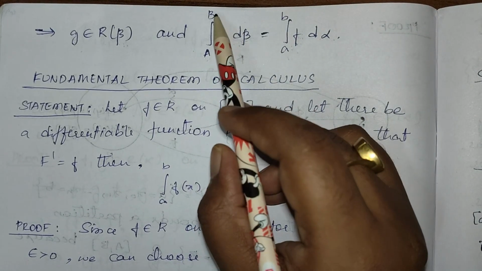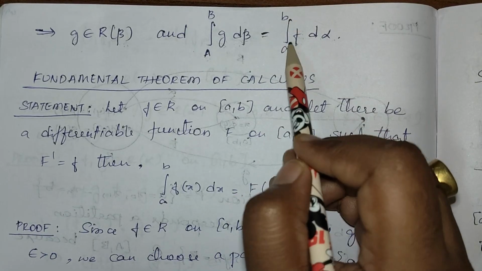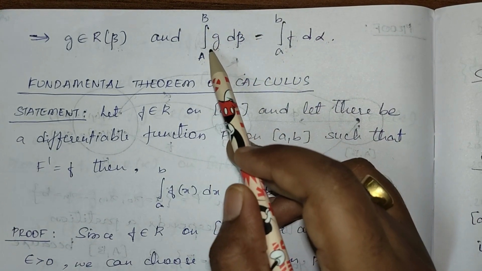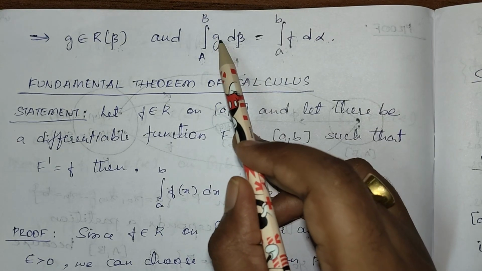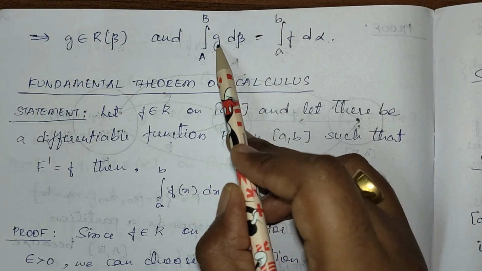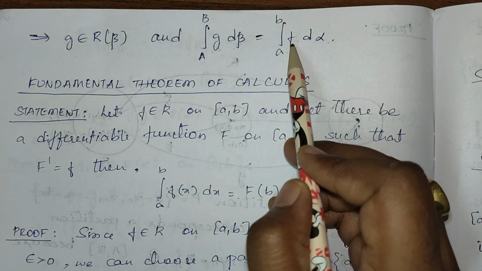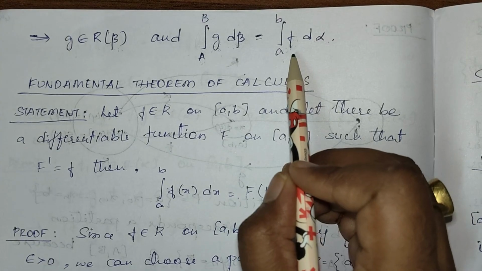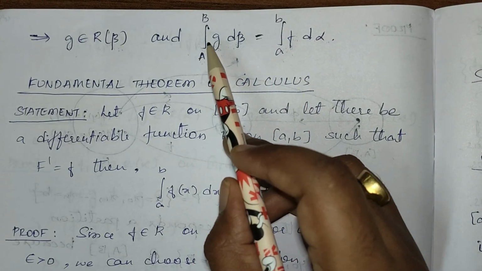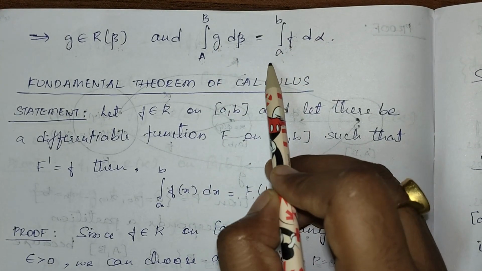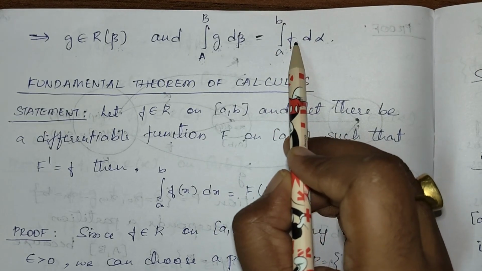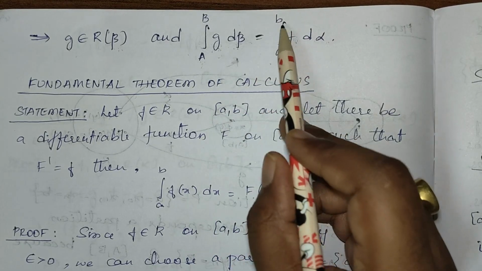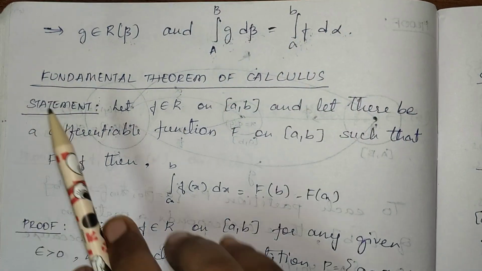By this we can write integral a to b g d beta is equal to integral a to b f d alpha. Why? Because this is nothing but the infimum of all upper sums of g, and this is the infimum of all upper sums of f. And since the upper sums are equal, obviously the infimum of all upper sums of g will be equal to the infimum of all upper sums of f. So we can write integral a to b g d beta is equal to integral a to b f d alpha.